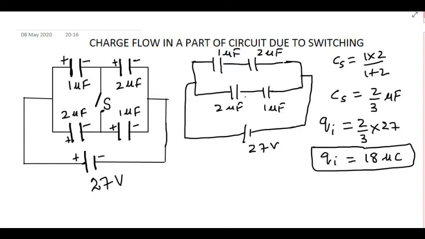Now what is our next step? As the switch is closed, what will happen? Just remember, this is the Q initial that is flowing through each capacitor in the upper and lower branch of the circuit. So Q initial we have, I will write here, which is 18 microcoulomb. Now I will erase this circuit.